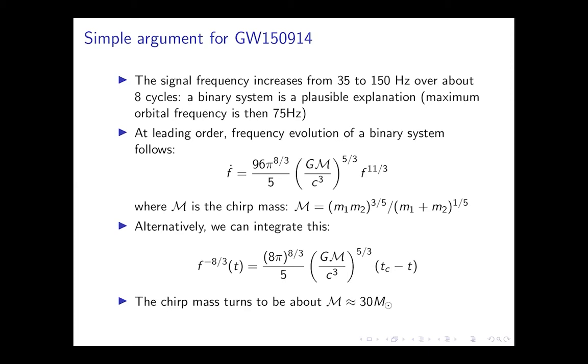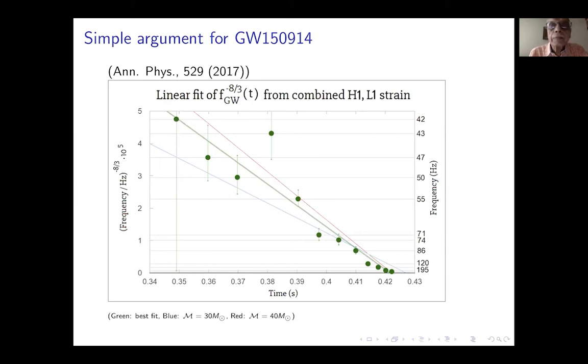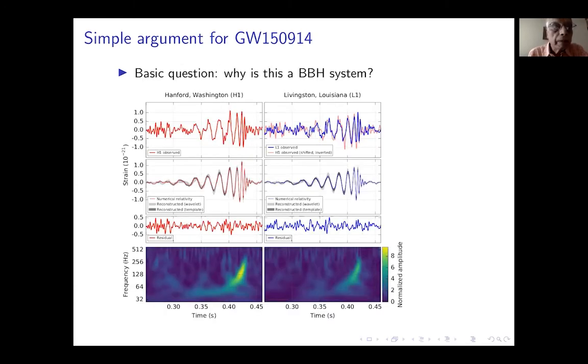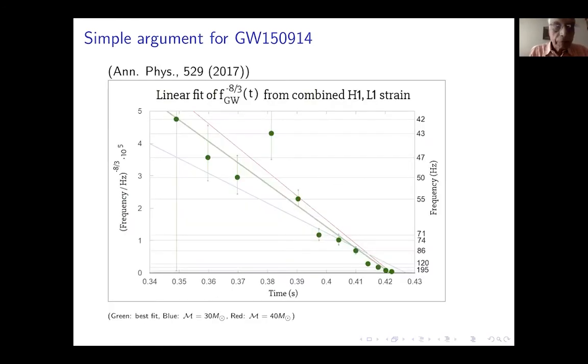You can say f to the minus 8/3 must be a linear function of time. Therefore, the coefficient in front of this linear function can tell you what the chirp mass is. You can actually do this. You can take a bit of graph paper or write a little Python code for finding the zero crossings of the data here, and then you can estimate what f to the minus 8/3 is and what the values are at different times, and you can plot them in this graph here.